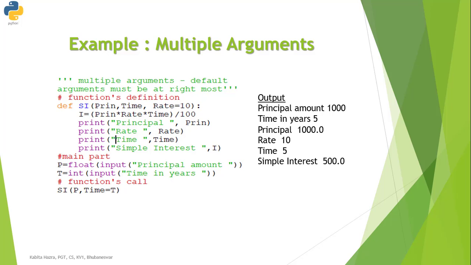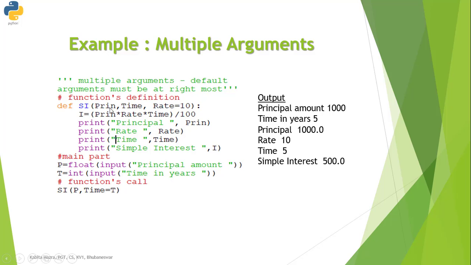Now here, if you see the function's definition, that is simple interest, first there is principal, then time, and then rate. From here we can easily know that rate is a default parameter and it is kept on the rightmost side. To check whether there is any named parameter, we have to go to the function call, because named parameters are assigned names during the function call, which are the same as in the function's definition. Here we have written time equal to t, which means that time is a named parameter.